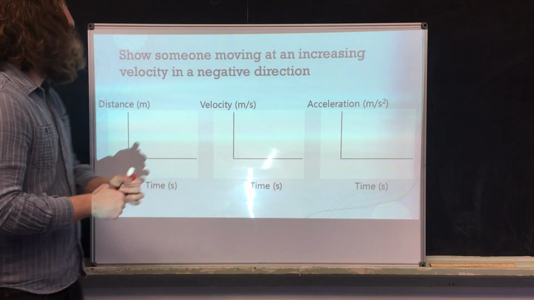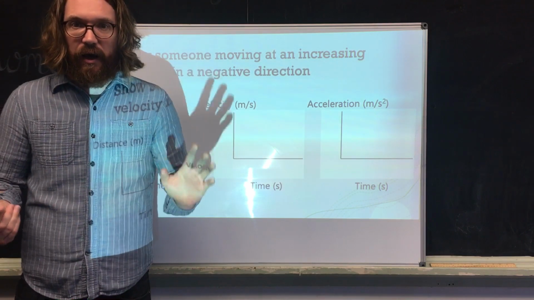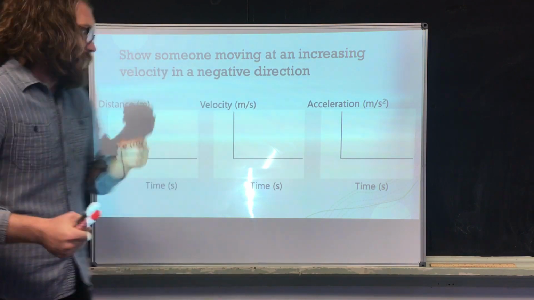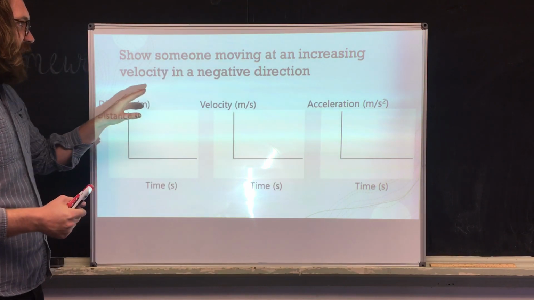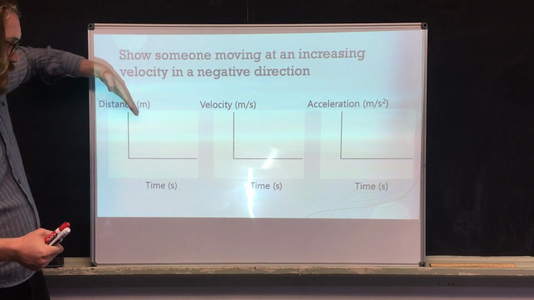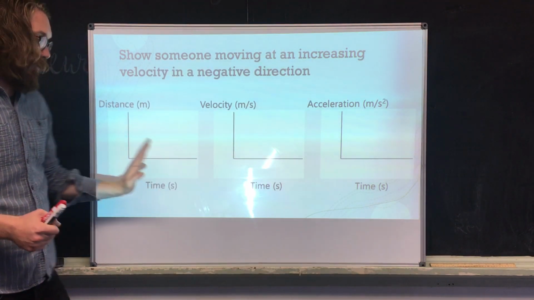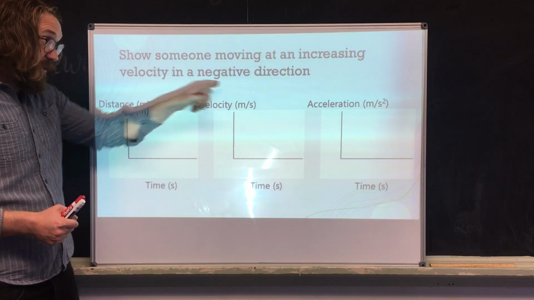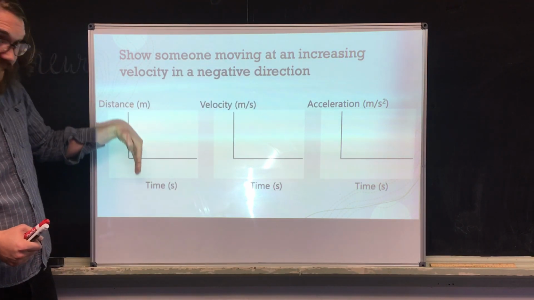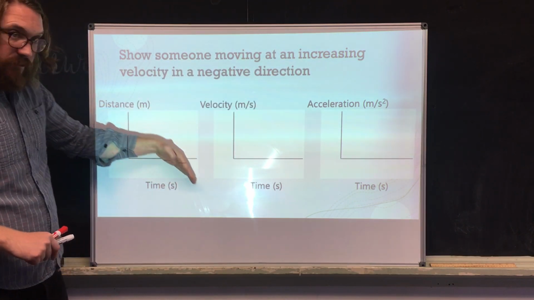All right. Someone moving at an increasing velocity in a negative direction. Okay. So here we go. If we're moving in a negative direction, that means our line is going to go down. Okay? Because we're going backwards now on our distance graph. Remember, on the distance graph, up is positive direction, down is negative direction. So our line is going to go downwards, all right?